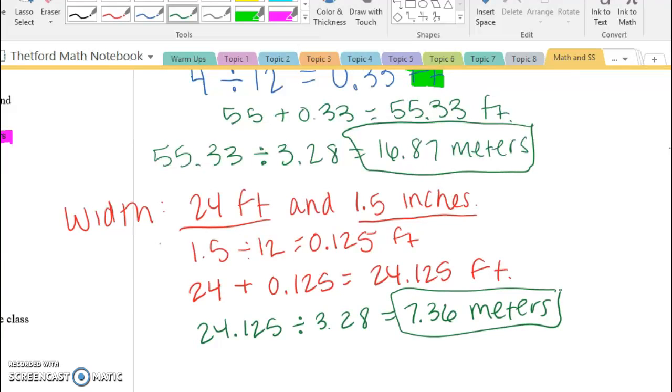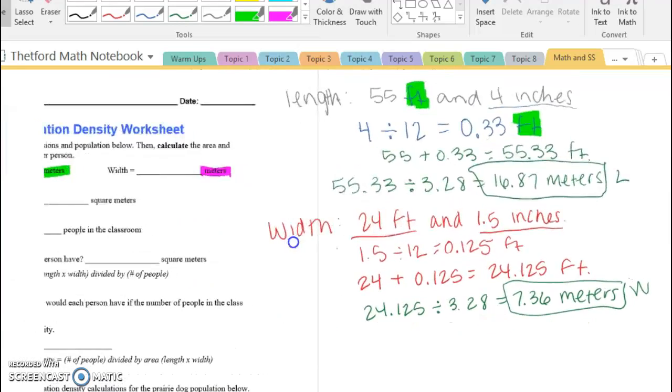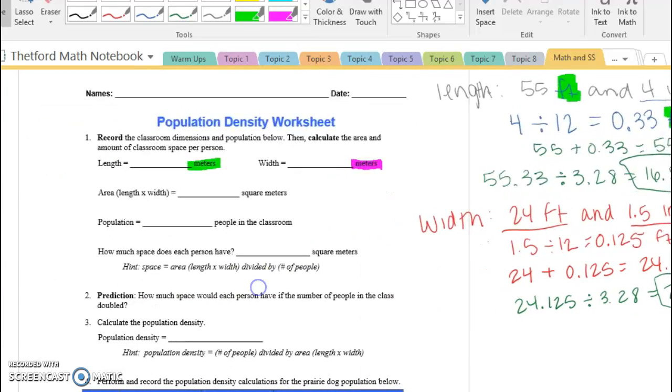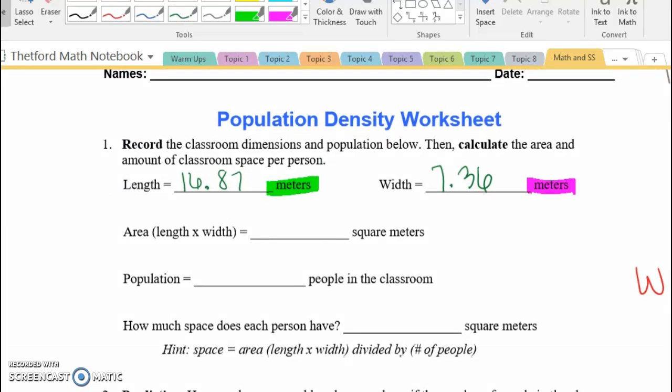So now we have our new length and our new width. So let's add that onto our worksheet. So we had 16.87 meters for our length, and we had 7.36 meters for our width.